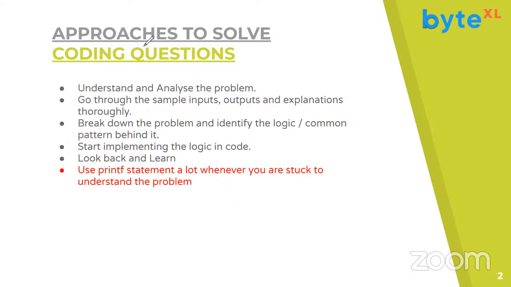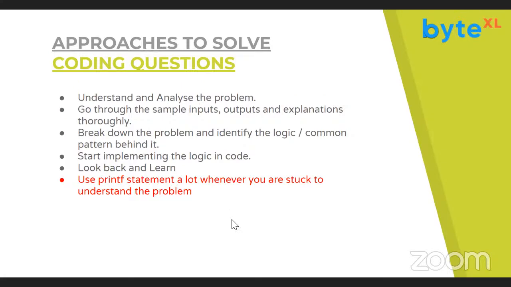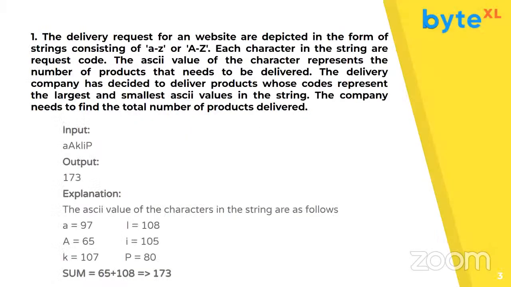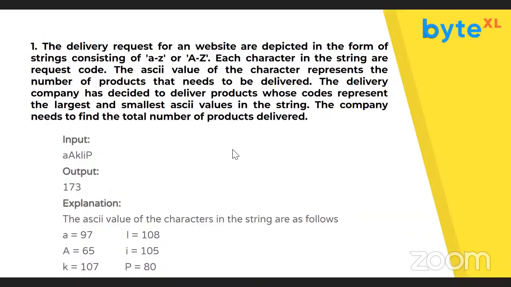Okay, guys, let's move on to the first question of our topic. This question was asked in Wipro. It's a recent one, a 2022 question. The question is: the delivery requests for a website are depicted in the form of strings consisting of lowercase a to z or uppercase A to Z. And always remember, guys, most of the Wipro questions which I have seen mostly have the same content, which is a website or some company or something like that, but the logic behind it will change from line 2 or line 3.